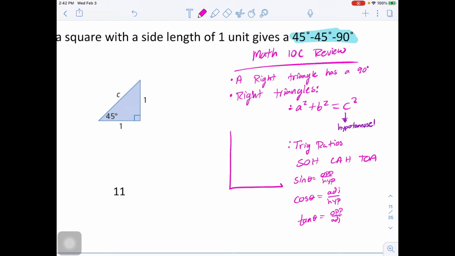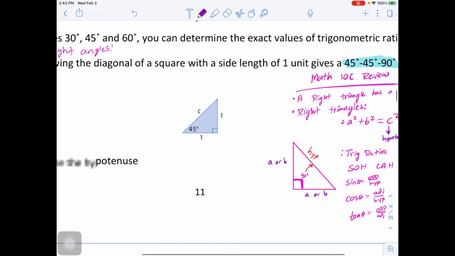So a right triangle will always look something like this. You have your 90 degrees here. So that's a 90-degree angle. The hypotenuse is always the longest line or arm in your triangle, and it's always opposite of your 90-degree angle. And then this could either be A or B. It doesn't matter. This could be A or B. Okay, so that was a really quick little review of Math 10C trig. But if you need a review more, come and ask.